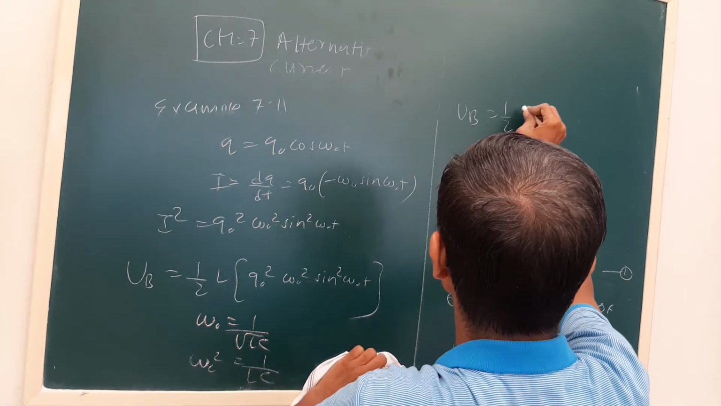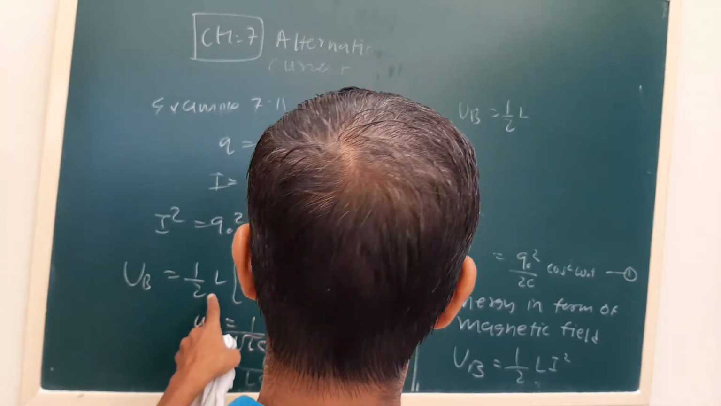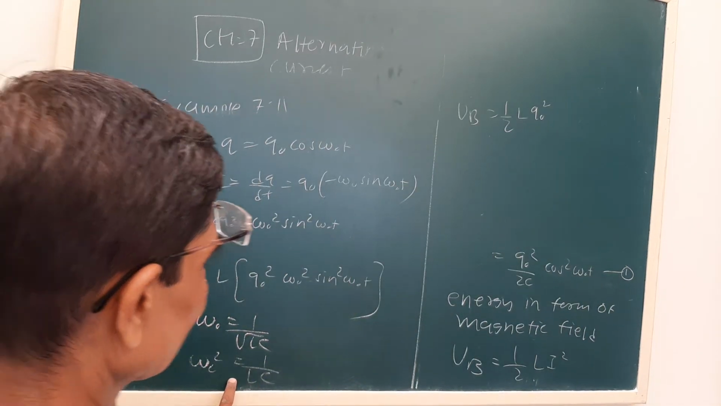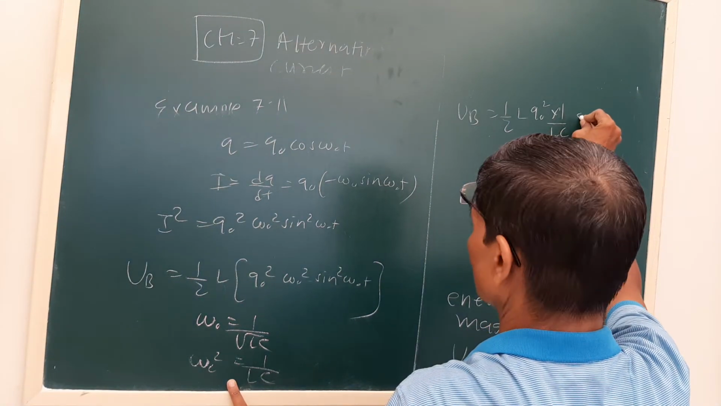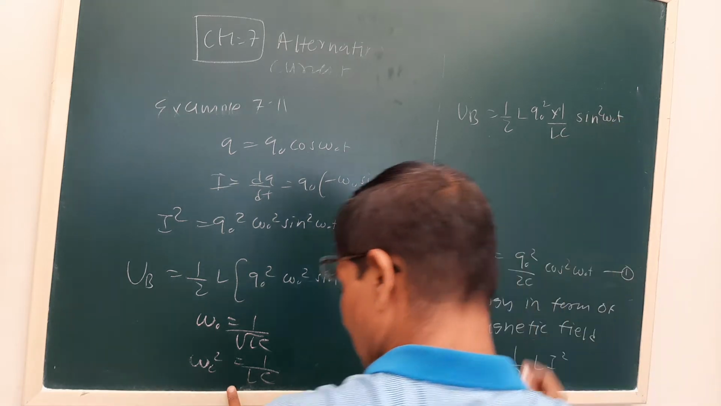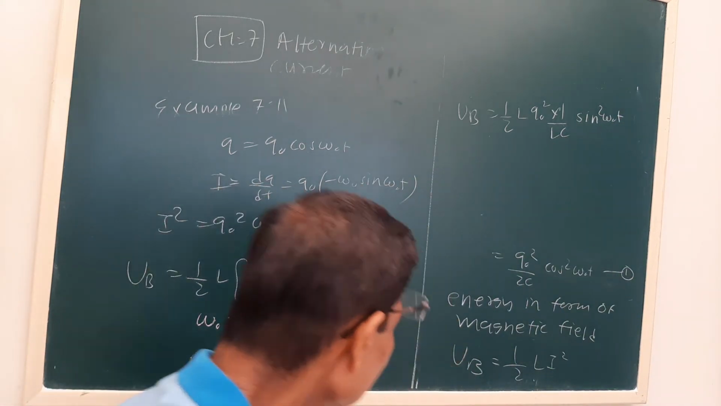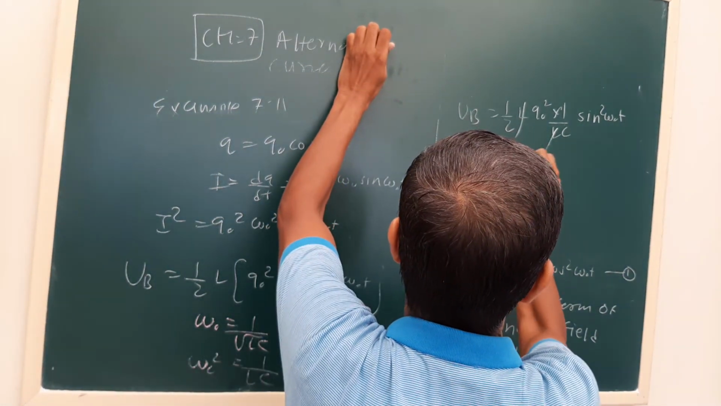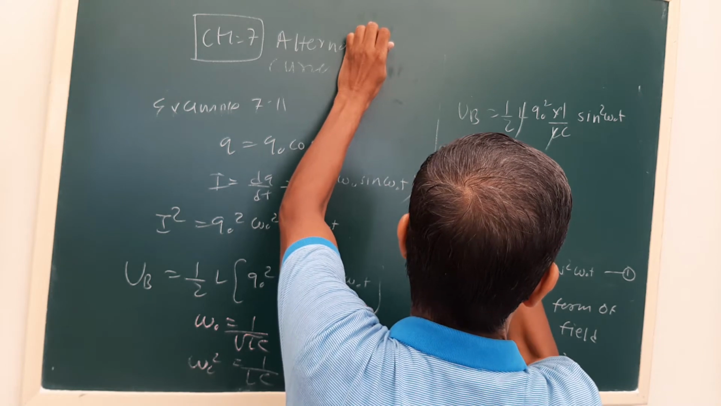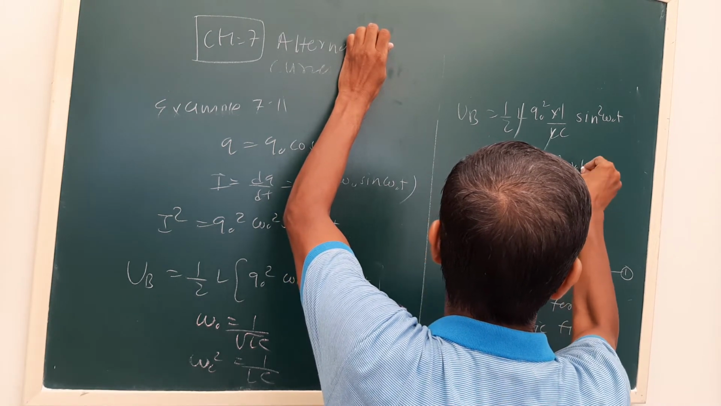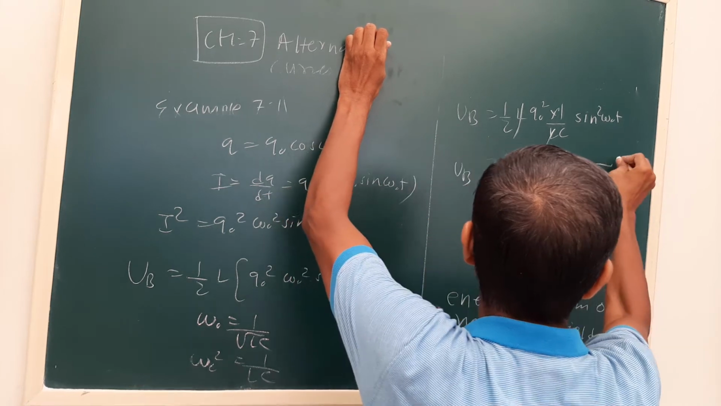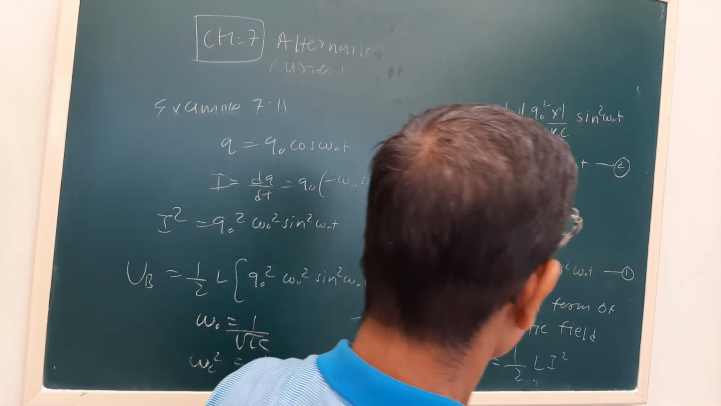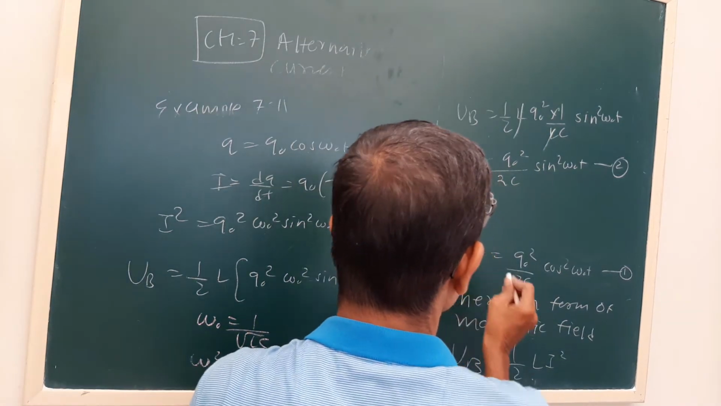UB is 1 by 2 L Q0 square omega 0 square, we substitute 1 upon LC. Now we simplify. See what we can see here: this L will get cancelled. We get Q0 square upon 2C sine square omega 0 t. Now this is the energy in the magnetic field. And the energy in the electric field is this.